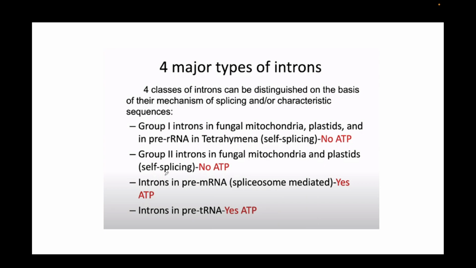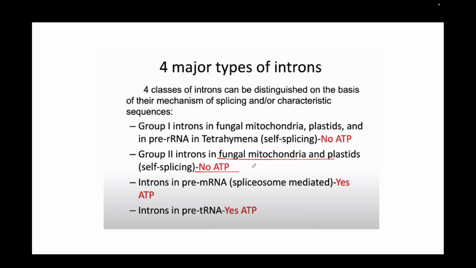Okay, group 1 introns in fungal mitochondria, plastids, and in rRNA in Tetrahymena lead to self splicing, where there is no requirement of adenosine triphosphate, that is your energy molecule ATP. Okay, so in case of self splicing, there is no requirement of any ATP. Group 2 introns in fungal mitochondria and plastids also don't require any ATP. The process is called self splicing.